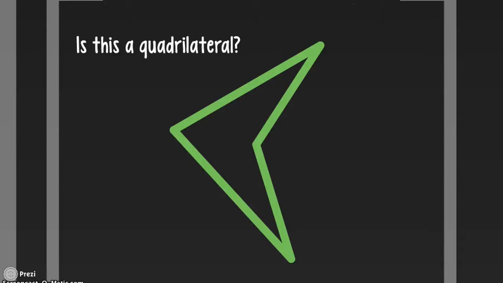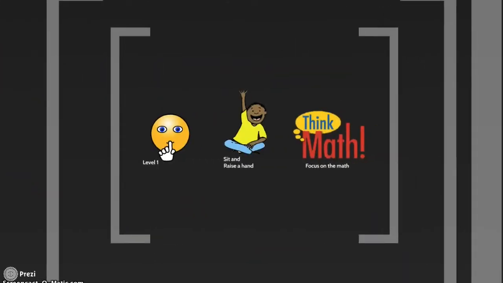As students worked throughout the lesson, I checked in with them and said, let's go back to that challenge question. How many points do you see? How many angles? Also, the directions I made very clear and very explicit. These are the same images and the same language I use every time they're doing centers. There are three expectations. I like to keep it pretty simple, and the students all know this by heart now. They actually say them with me when I say them. It's level one, sit and raise the hand, and focus on the math.